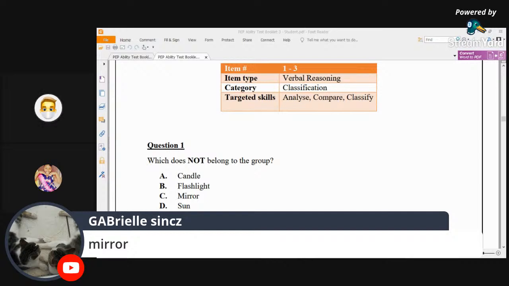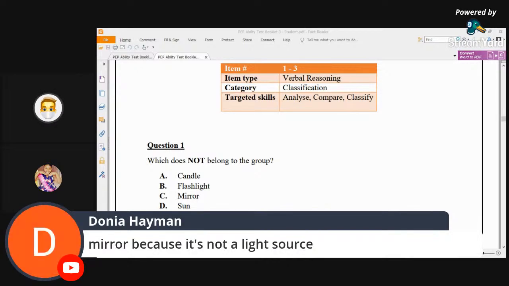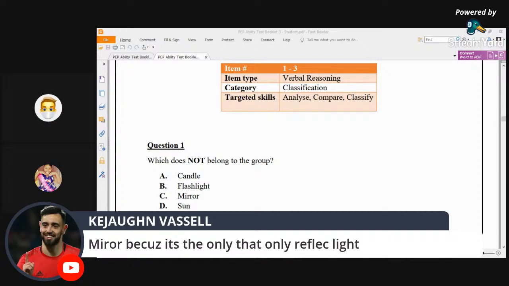Hold on. Let's see here. Heyman has a response. Let's go. Mirror, because it's not a light source. Good job. Let's look at this. Let me see, Nathan. Let me see if I can get any more here. Mirror because it's the only one that reflects light.